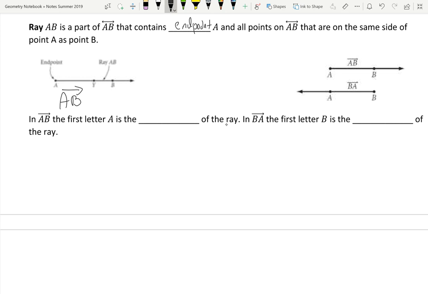But over here, to the right, we can see we have another ray, BA. And the endpoint in this case is B, and then point A is another point on the ray. But this ray over here, this ray AB, you could also call this by another name, and that would be referring to the same ray. So in ray AB, the first letter A is the endpoint of the ray. And in BA, the first letter B is the endpoint of the ray.